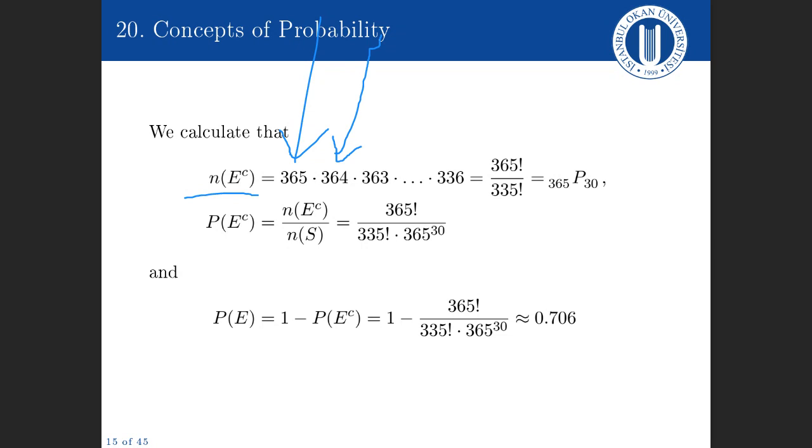And then when we come to the third student, who does not have the same birthday as the first student and does not have the same birthday as the second student, the third student could have any of 363 birthdays, and so on. Because we have 30 students, the last one is going to be 336. That's 365 minus 29. That's the same as 365 factorial divided by 335 factorial, which is the same as 365 P 30.